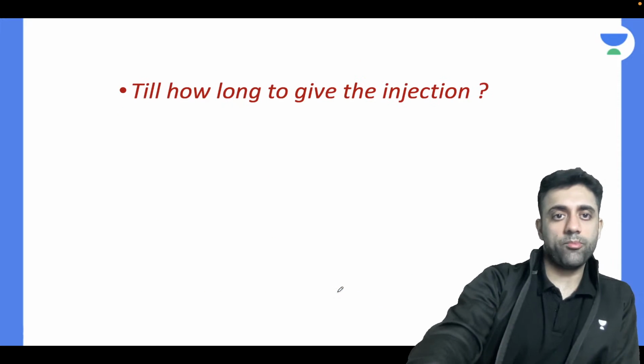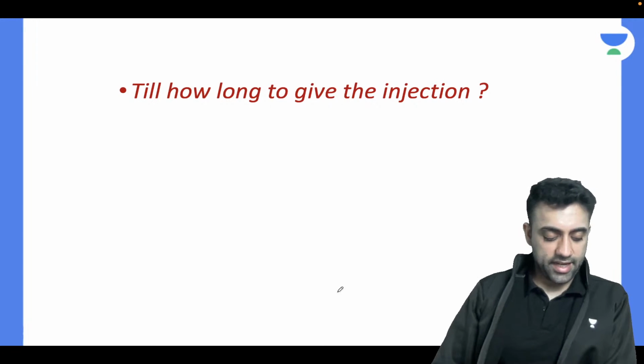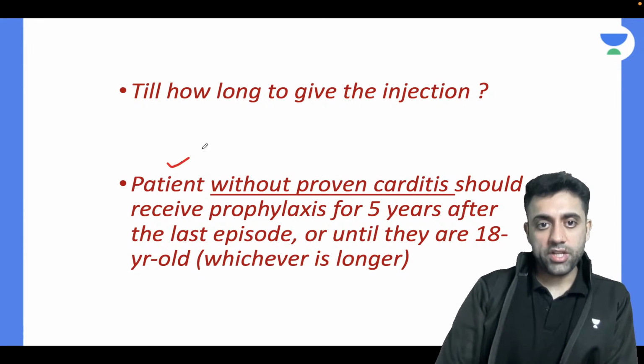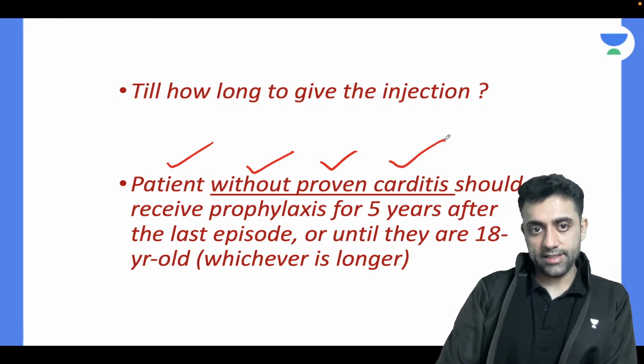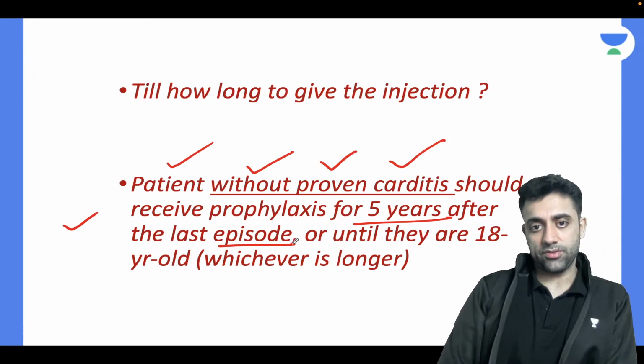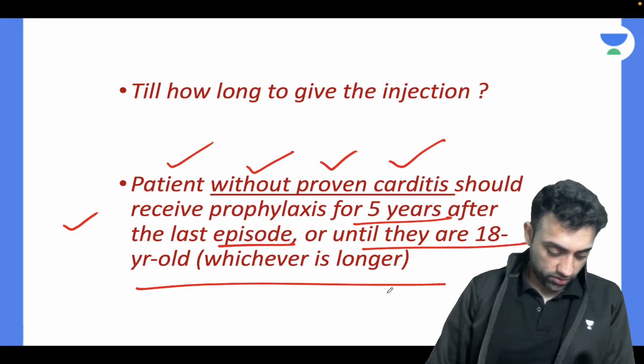Okay. Next, very important: till how long to give the injection? That is also very important. Someone was saying every 21 days. So how long to give the injection? Most importantly, a patient without proven carditis should receive prophylaxis for 5 years after the last episode, or until they are 18 years old, whichever is longer.